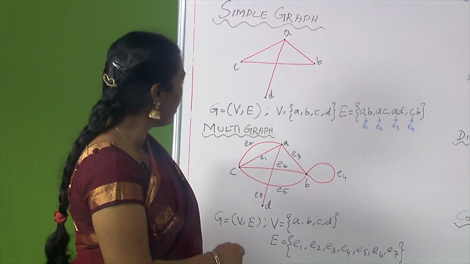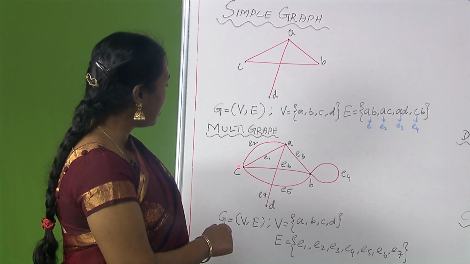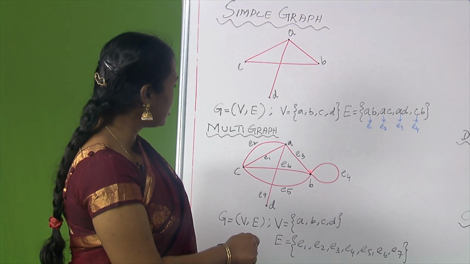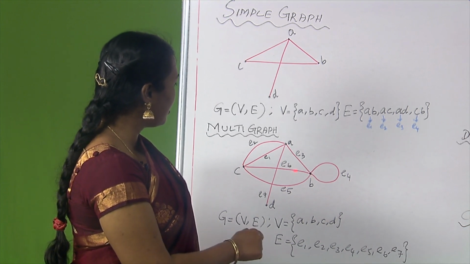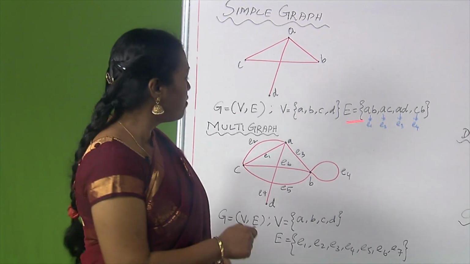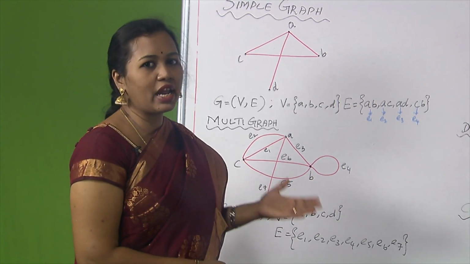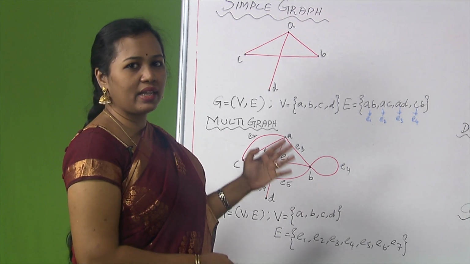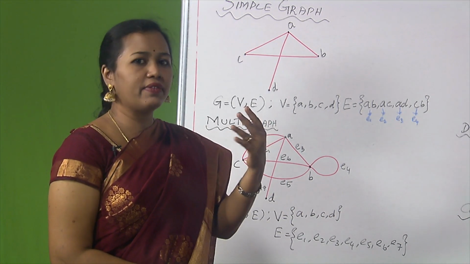This is called a loop, and this is called a parallel edge because between B and C there is one edge here, E6, and there is one more edge E5 as well. So, these are said to be parallel edges, or two different paths between the same two vertices, namely B and C. So, this is a prime example of a multigraph. A multigraph will contain parallel edges as well as loops, or even just one.